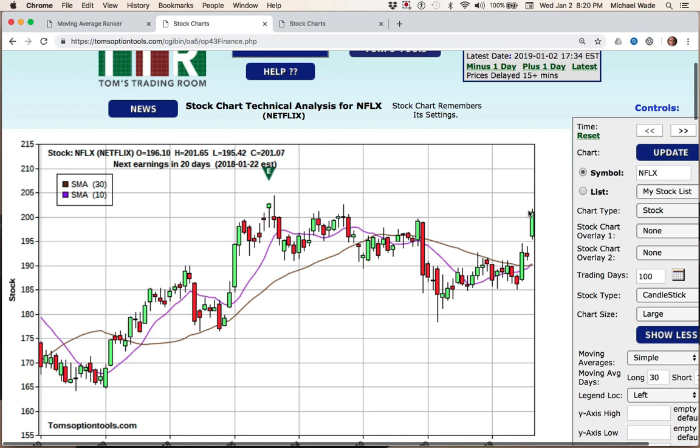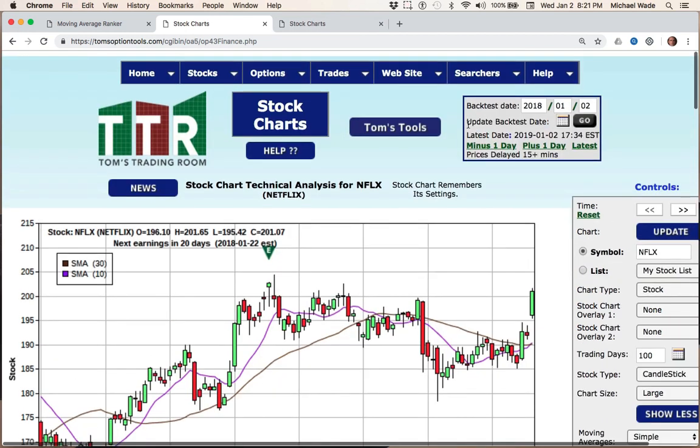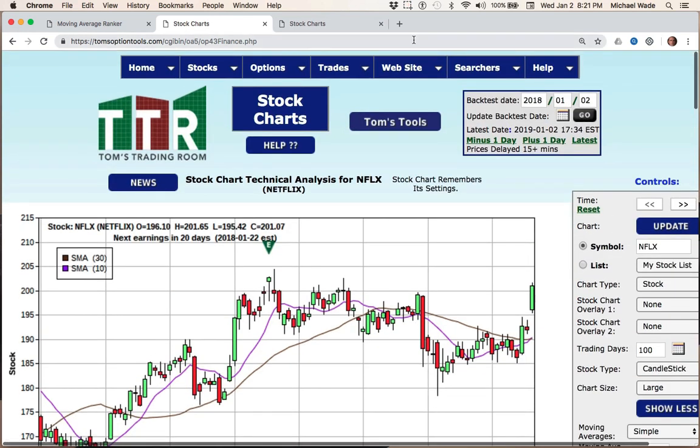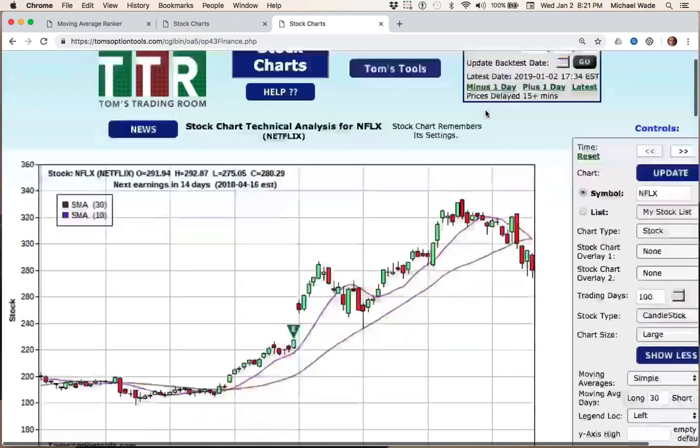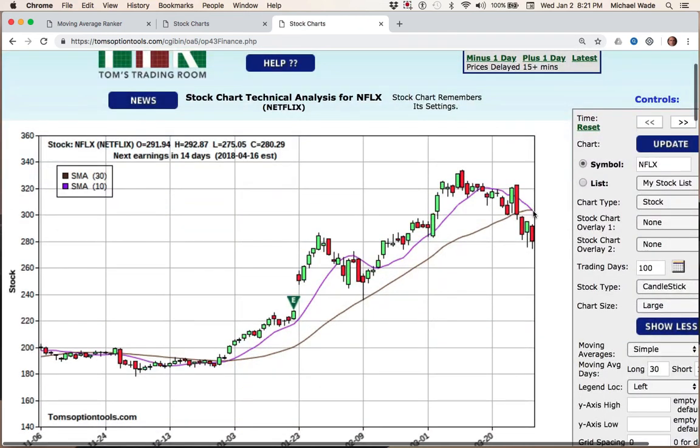Our entry would have been right at the close, somewhere around 200. So that would be our entry, maybe buy some call options. I'll talk more about that in just a second. And then had you followed this trade, entered on January the 2nd, and stayed in it for right around 3 months, when we got the opposite cross, notice that we exited this trade right at 280. So we got in at roughly 200 right here, and we got out at 280 right there.